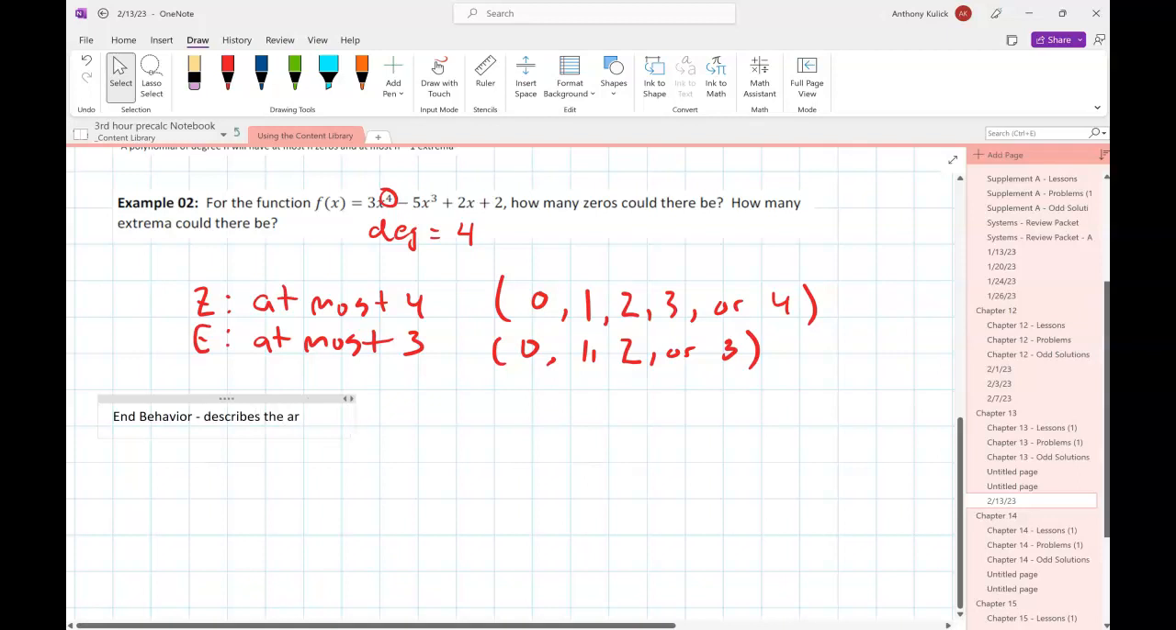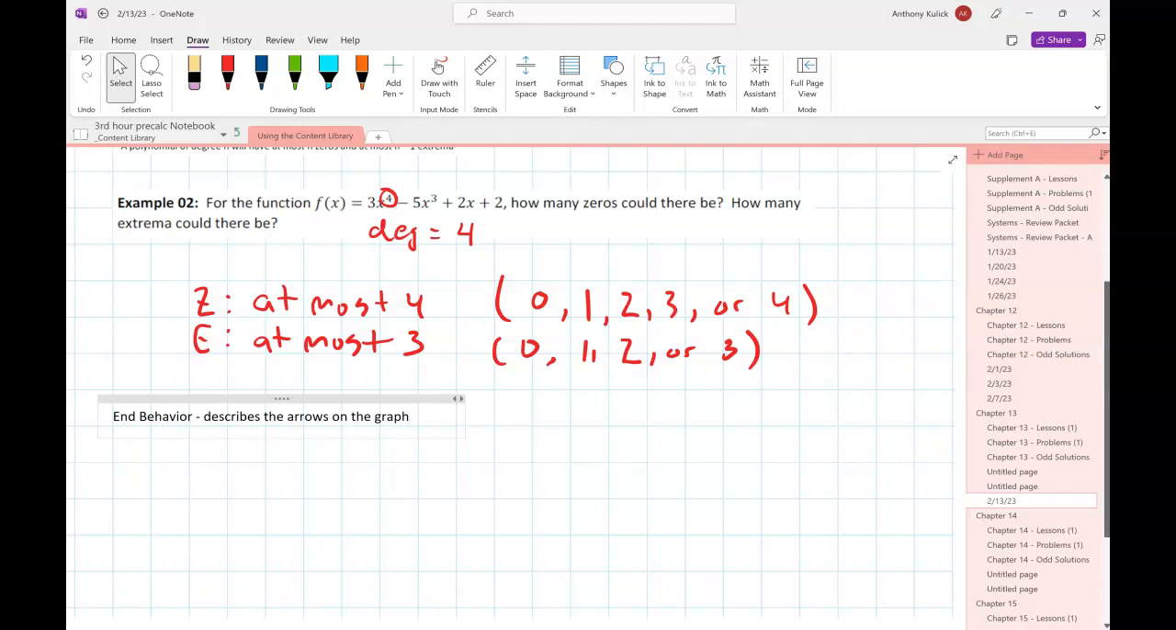It describes the arrows on the graph. Like increasing and decreasing? Nope. It describes whether the arrows at the end of the graph are pointing up or pointing down, or if there's an asymptote in the middle. It's like if it's positive or negative.